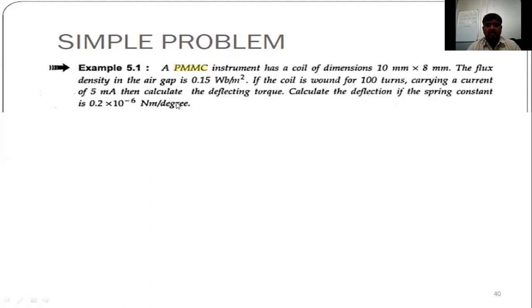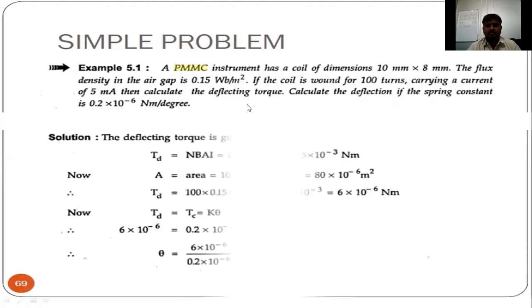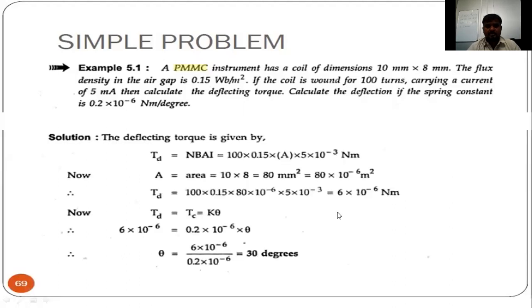First, you tell me the calculated deflecting torque. 6 into 10 raised to minus 6. 6 into 10 to the power of minus 6 is the correct answer. And theta is 30 degree. Have you got? You have to use degrees here. Newton meter per degree has been given, so you don't use radians here. You have to do it in degrees only.